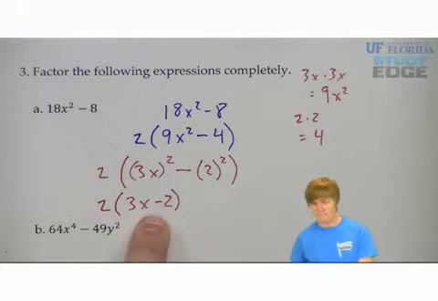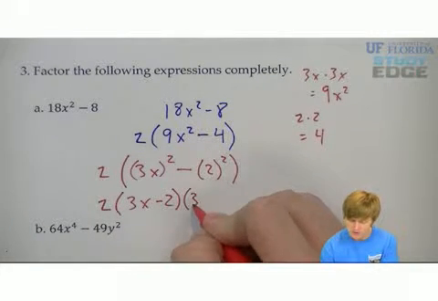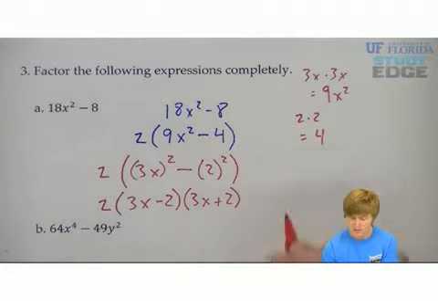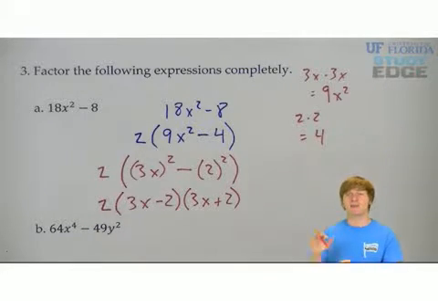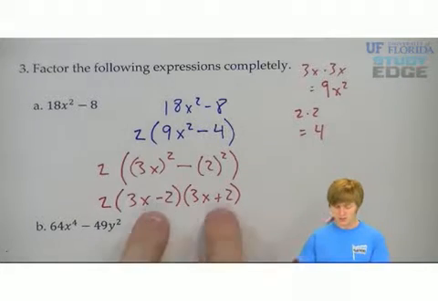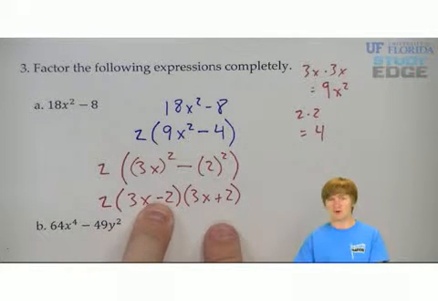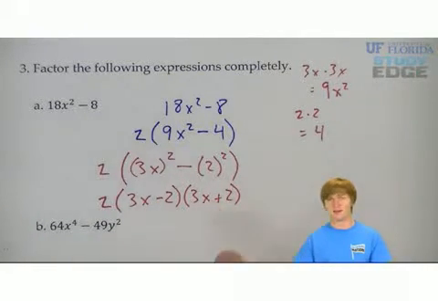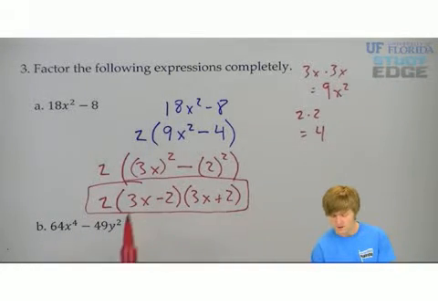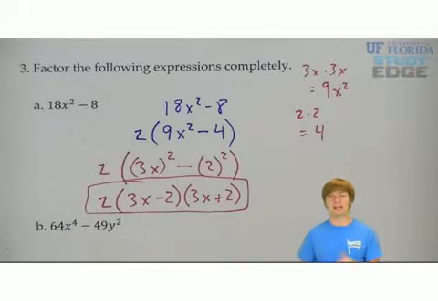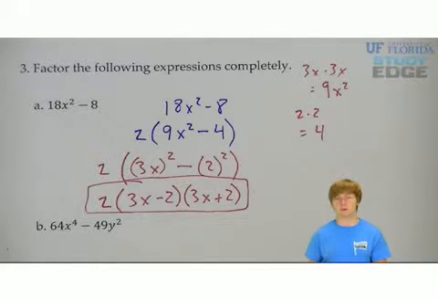So it's 3x minus 2 times 3x plus 2. That's just kind of a rule that we're going to have to know. Right? 3x minus 2 times 3x plus 2. So you have one term that's going to have a subtraction sign, one term that's going to have a plus sign. Then after I've done that, I now know that that is factored completely. I can't do anything else to factor that expression.